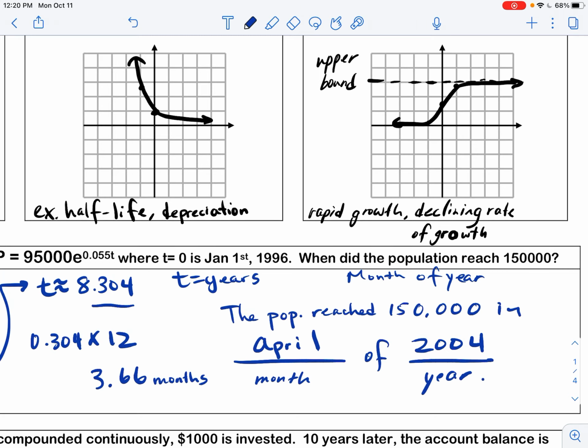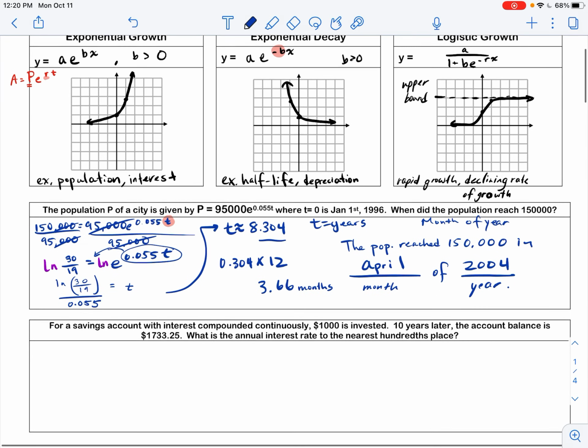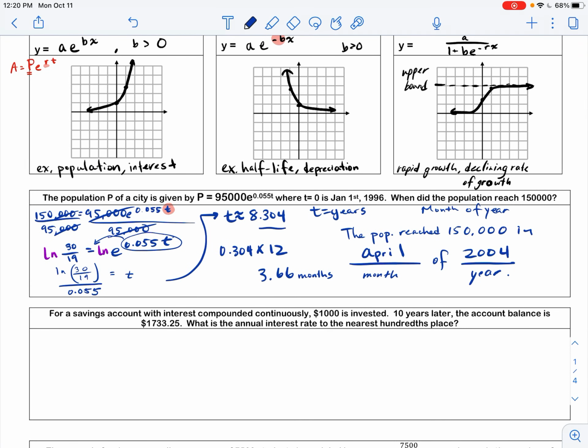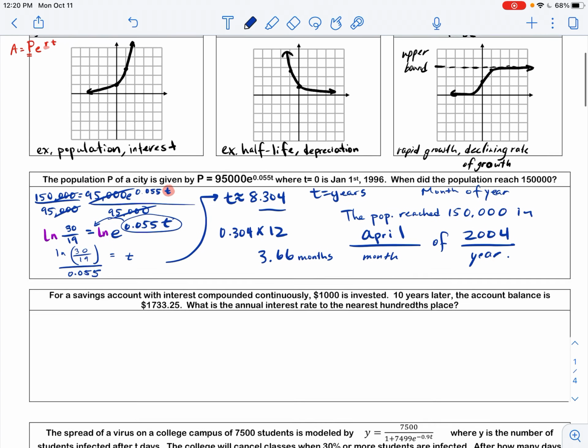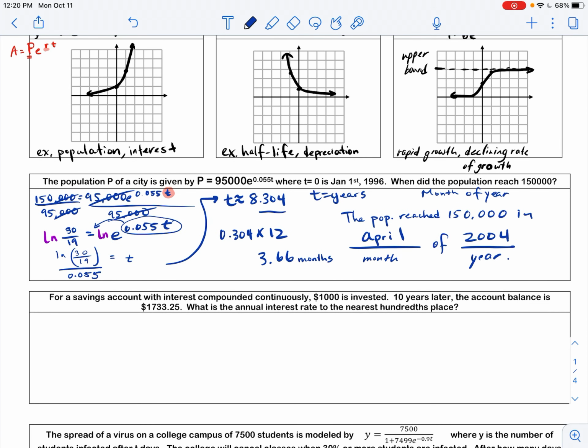Okay? All right. I have already done a compounding interest problem in our previous lesson, so I'm going to go ahead and skip. Actually, you know what? I don't know if I ever recorded that lesson problem. So let's do this one then. For a savings account with interest compounded continuously, we have $1,000 invested. Okay, so we're going to use this Pert formula. 10 years later, the account balance is $1733.25. What is the interest rate?